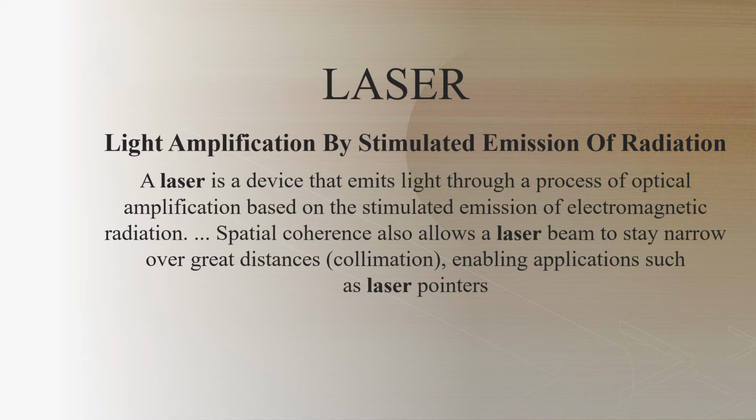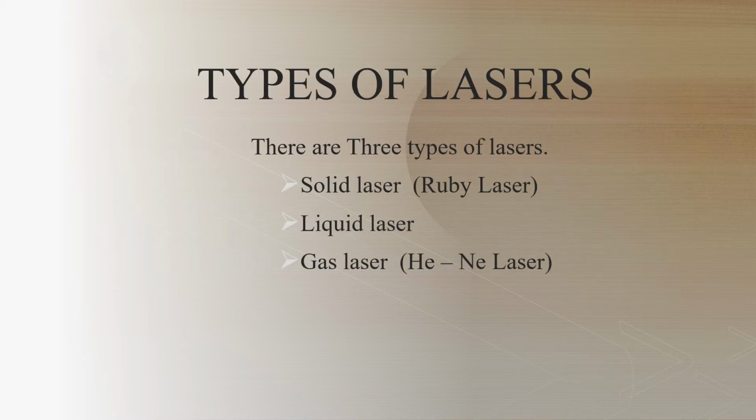A laser is a device that emits light through a process of optical amplification based on the stimulated emission of electromagnetic radiation. Spatial coherence also allows a laser beam to stay narrow over great distances, enabling applications such as laser pointers. Types of lasers. There are three types of lasers: solid laser, which is the ruby laser, liquid laser, and gas laser, which is the HeNe laser.